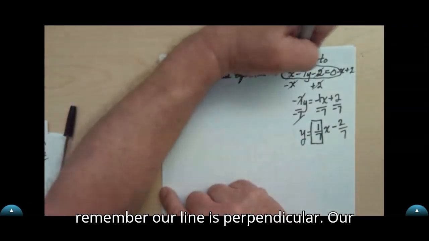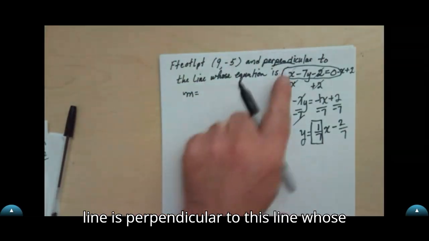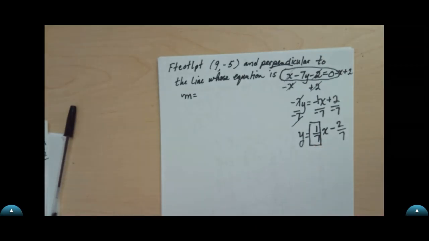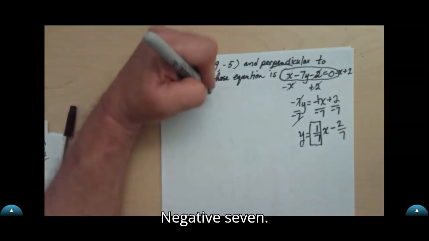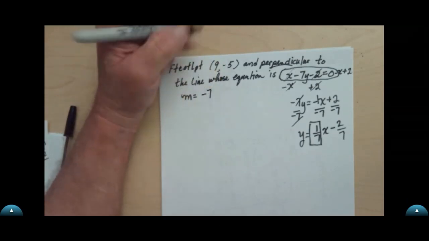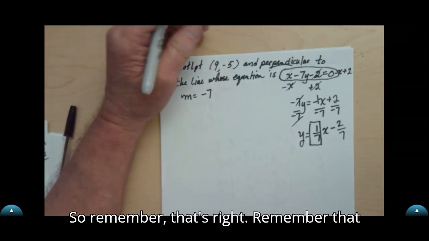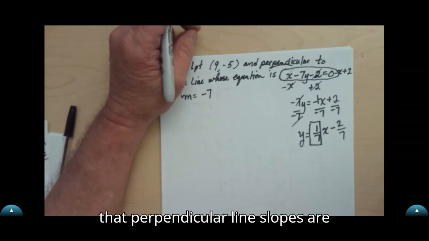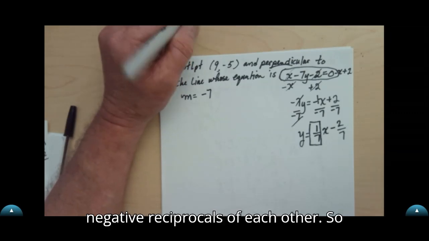Now remember, our line is perpendicular to this line whose slope is positive 1/7. So what's the slope of our line? -7. Remember that perpendicular line slopes are negative reciprocals of each other.